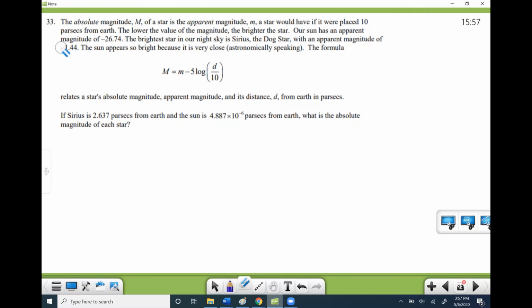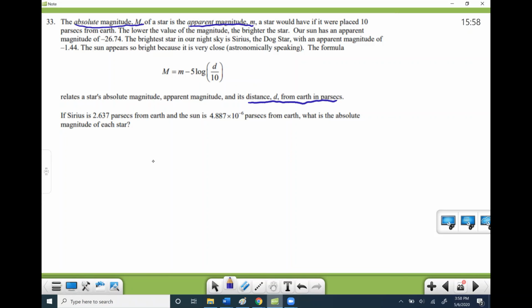All right, now we've got this formula here. The formula relates a star's absolute magnitude, apparent magnitude, and its distance d. I'm going to label all these variables, because I have to know what they stand for. If Sirius is 2.637 parsecs from the Earth, and the sun is 4.887 times 10 to the negative 6 parsecs from the Earth, what is the absolute magnitude of each star?